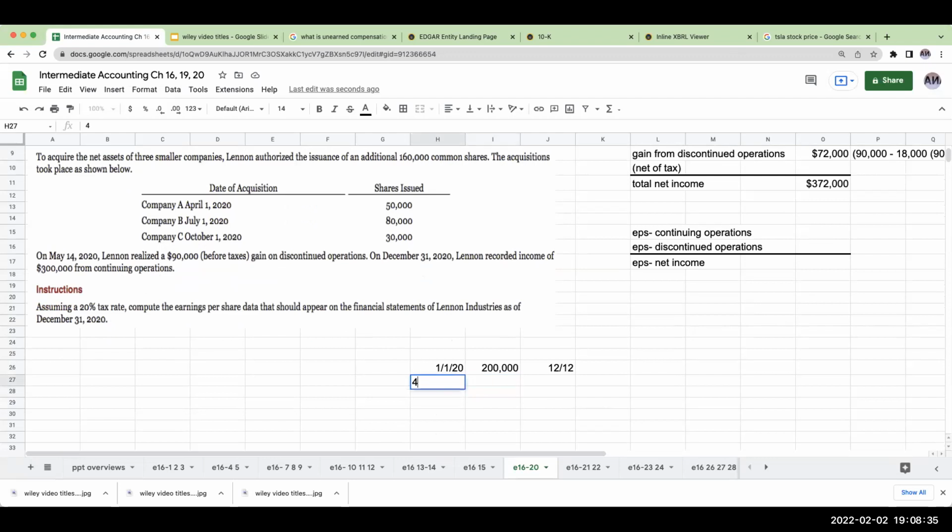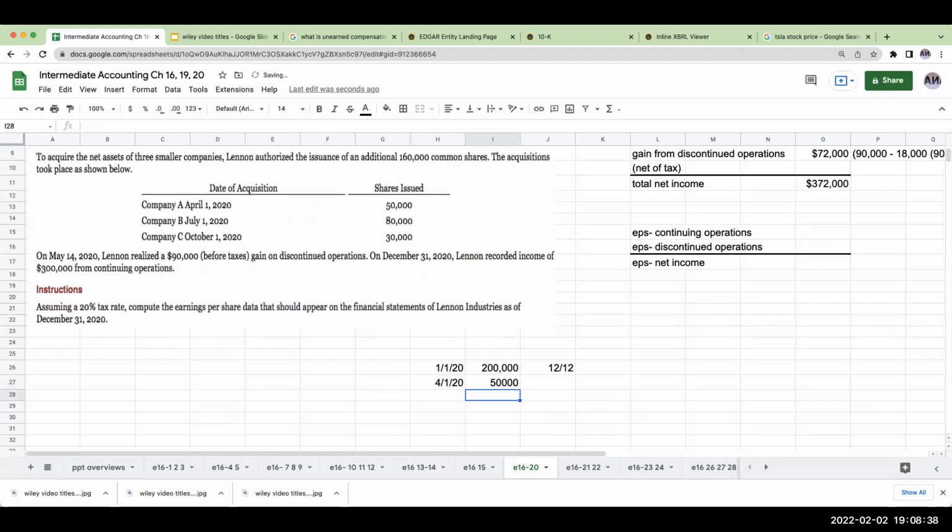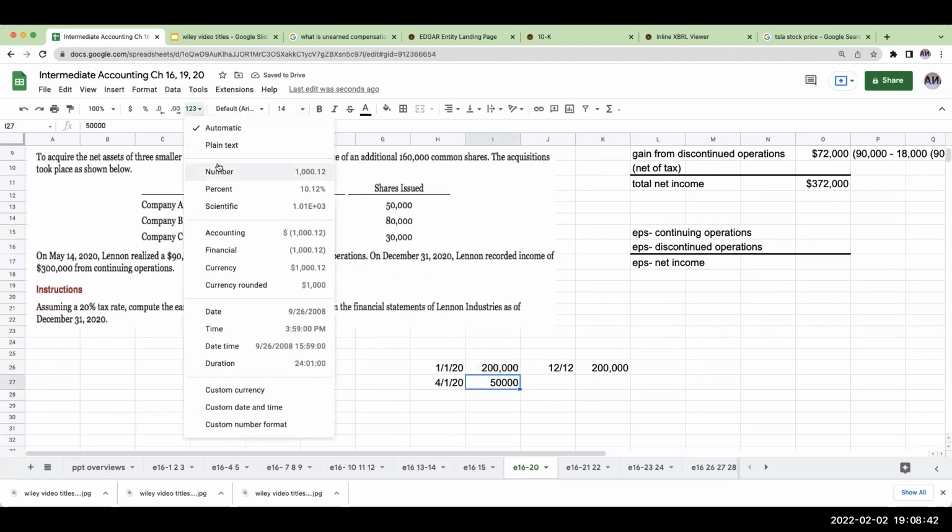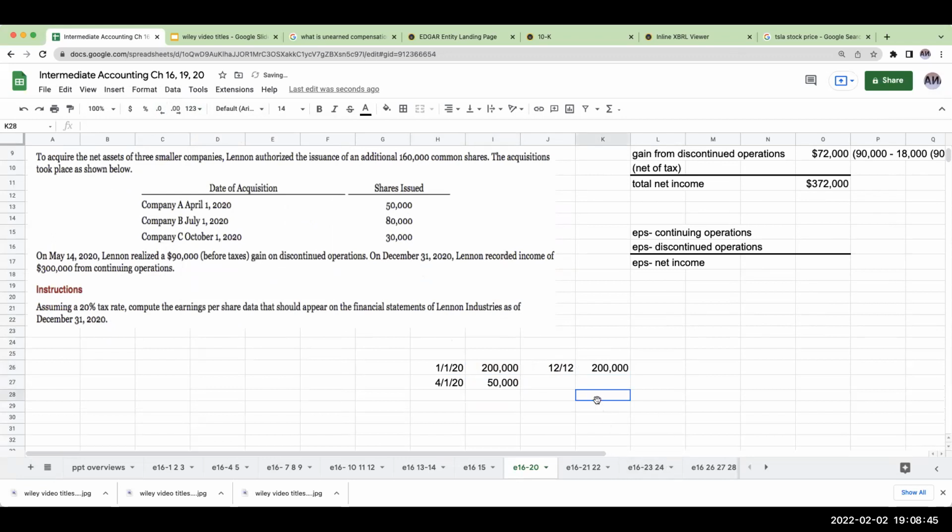So the first acquisition we made was on 1/1/20, and this was for 50,000 shares. Now, when we have 50,000 shares, these were not outstanding for the full amount of the year. These were outstanding for 9/12, or from 4/1/20 through 12/31/20. So this 200,000 was outstanding for the full year, 1/1/20 through 12/31/20. So this will be 50,000 times 9/12, or 37,500.